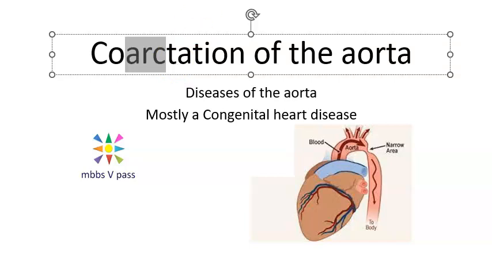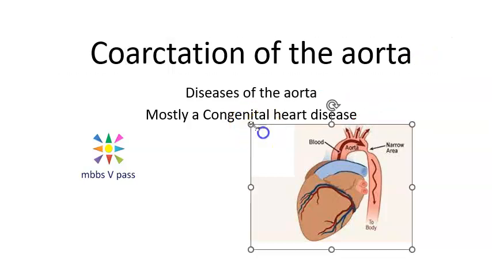It is the arch of the aorta which has some problem. Coarctation of the aorta is a disease of the aorta. It is mostly congenital. It can also be acquired. So try to understand this diagram here.